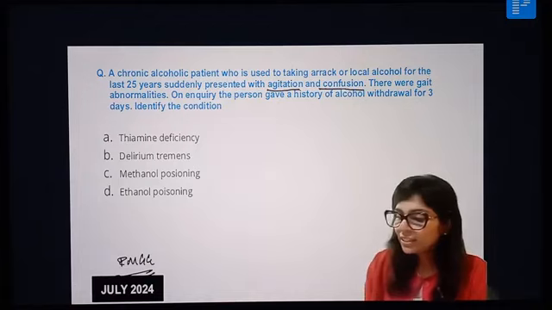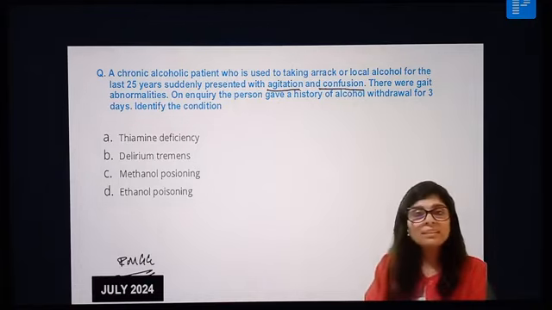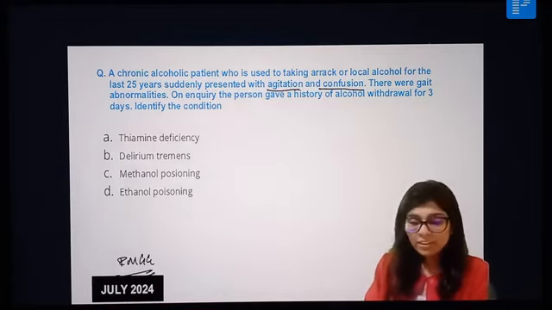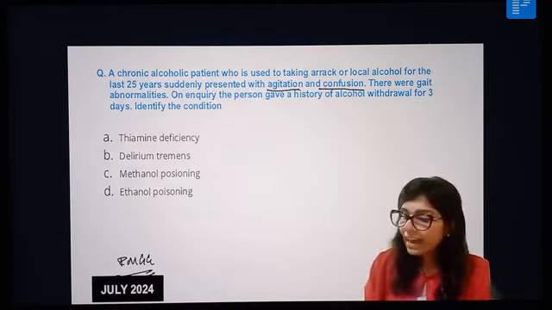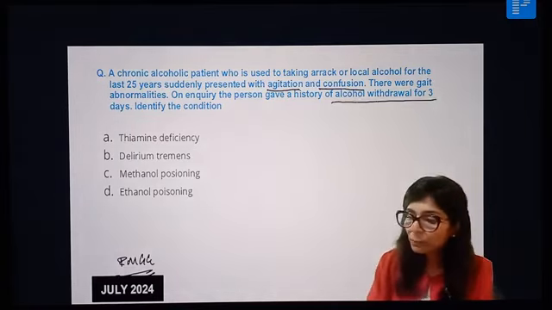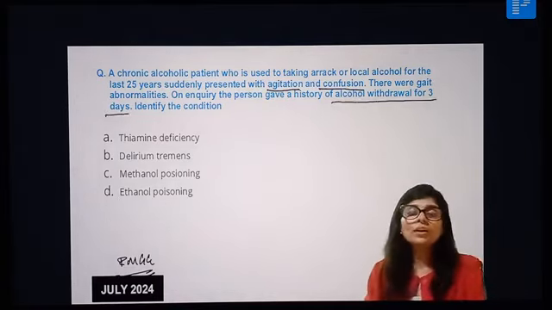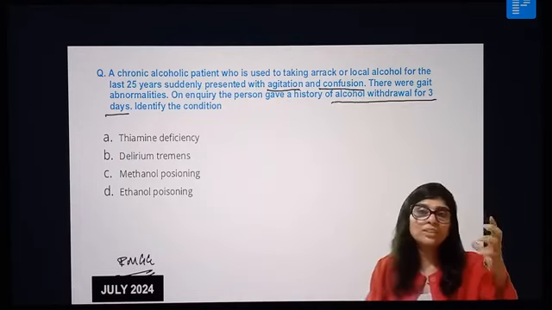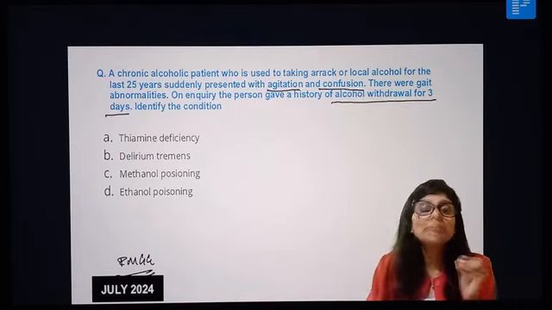So agitation and confusion, there were gait abnormalities. On inquiry, the person gave a history of alcohol withdrawal for 3 days. So do you all see this? Alcohol withdrawal is the clue. After alcohol withdrawal, if there is global confusion, agitation, it is delirium tremens.